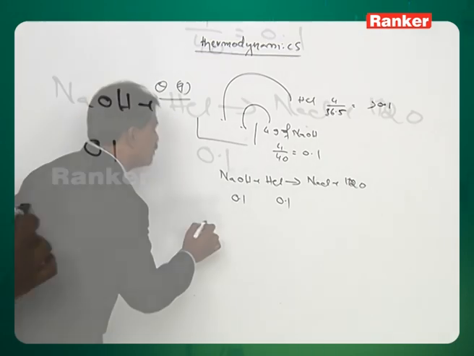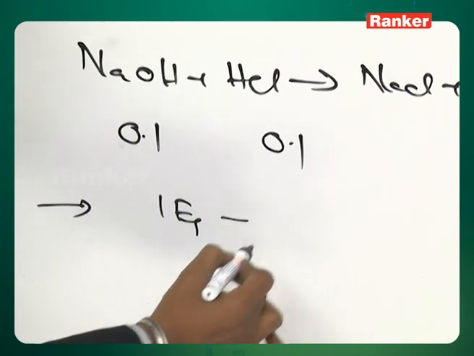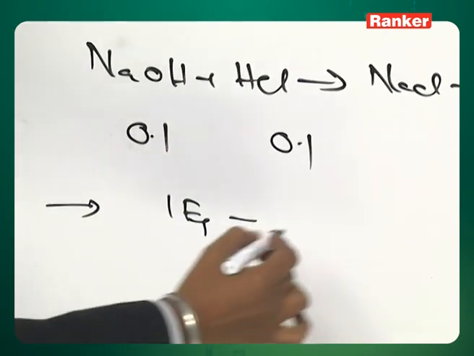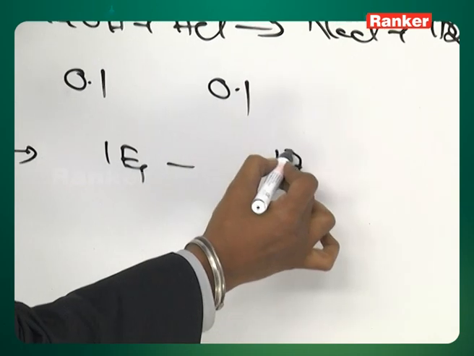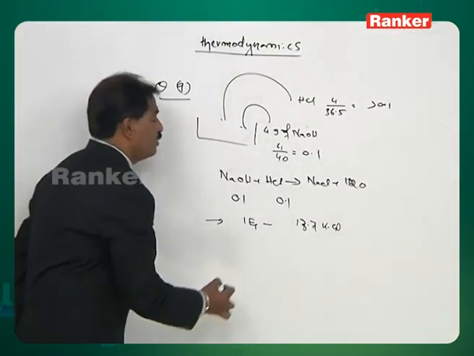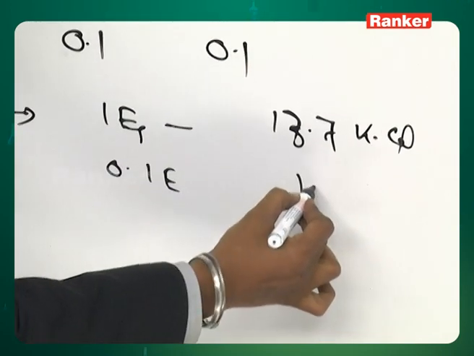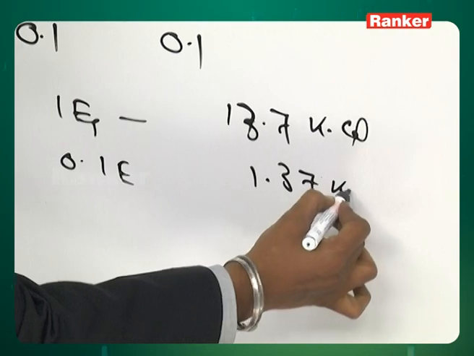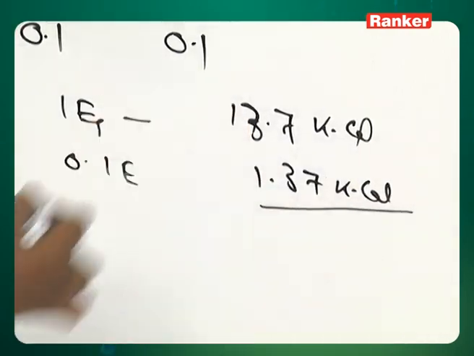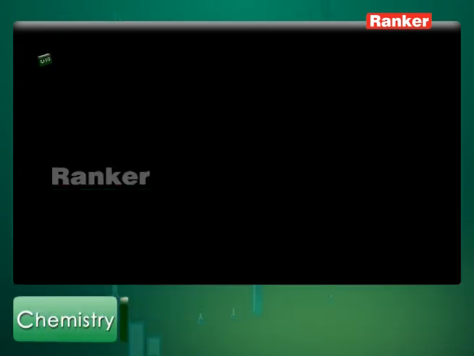According to the principle of equivalence, whenever one equivalent participates, the amount of heat liberated is 13.7 kilocalories. If 0.1 equivalent participates, how much? Ten times less, 1.37 kilocalories. The answer is 1.37 kilocalories. In which option is 1.37 kilocalories given? Answer B.